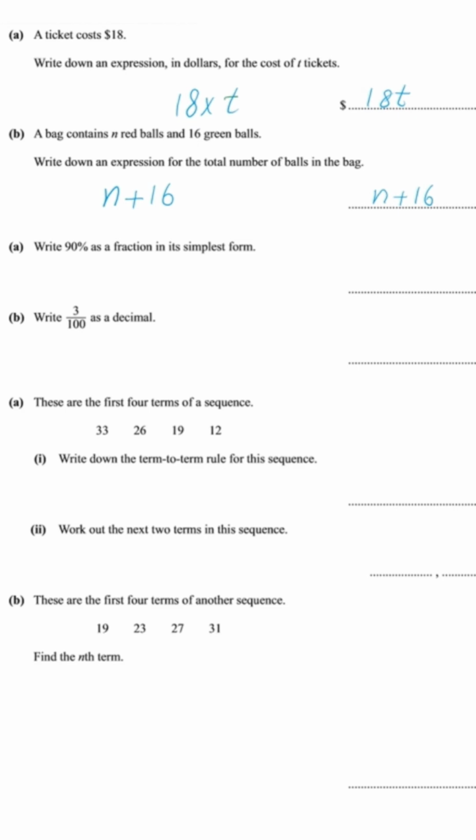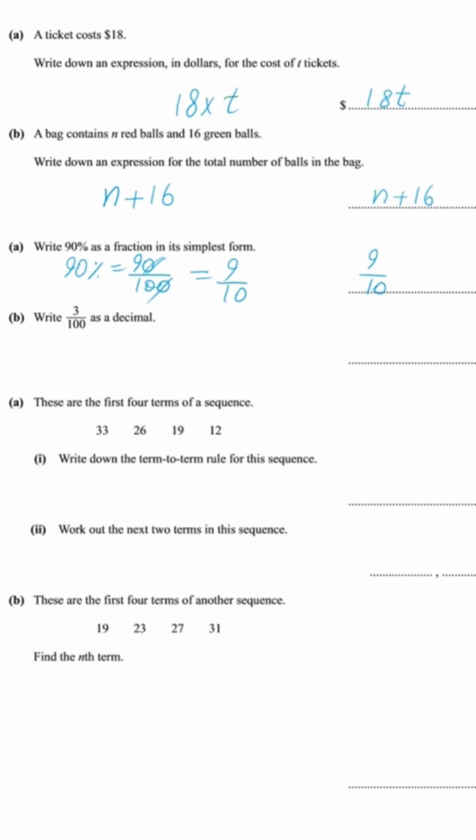Next, we have to write 90% in the simplest form as a fraction, right? So 90% can be 90 by 100. We know that the 0 cancels the 0 from numerator and denominator, so we can see that it is 9 by 10. So that becomes the simplest form, 9 by 10.